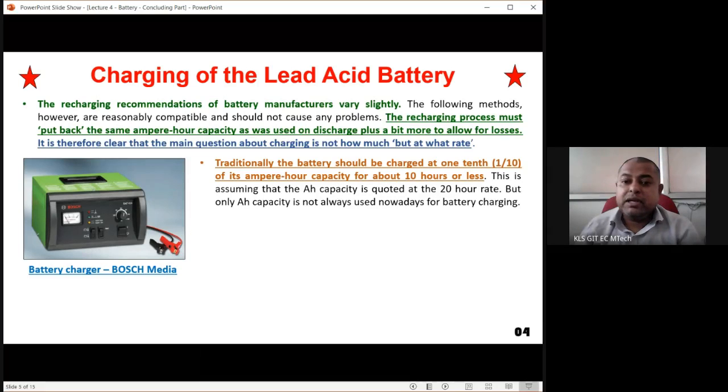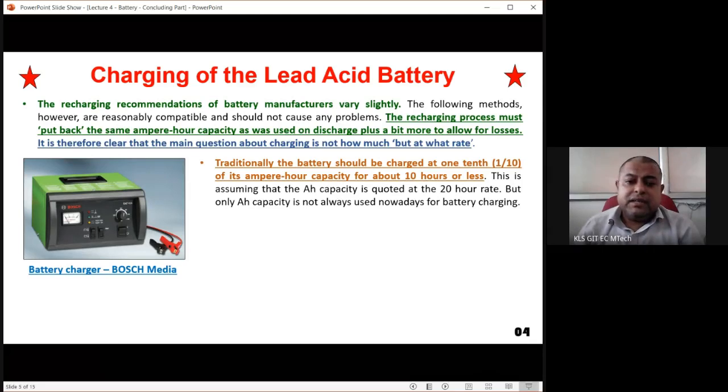This is a very important line. This is assuming that the ampere hour capacity is quoted as the 20-hour rate. So if it is mentioned as 2.2 ampere for 20 hours, that is the discharge. In that case, how should the battery be charged? The answer is it should be charged at 1/10 of its ampere hour capacity for about 10 hours or less, assuming the battery is rated at the 20-hour ampere hour capacity.